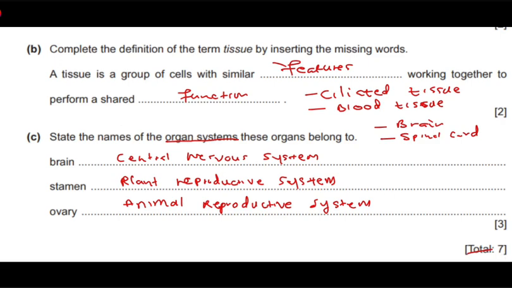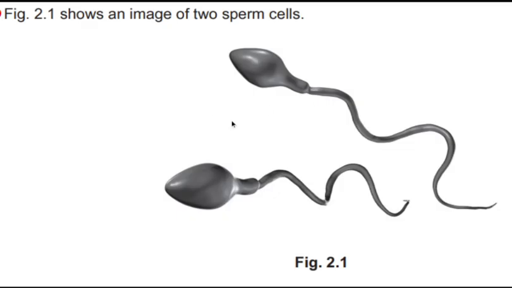Let's try to look at the next question. Here we have an interesting question which is saying figure 2.1 shows an image of 2 sperm cells. So we have these 2 sperm cells. Let's see the question now. The first question, question A, says state 2 adaptive features of sperm. So what are 2 adaptive structures or features of the sperm? As you can see here, just draw it lovely.